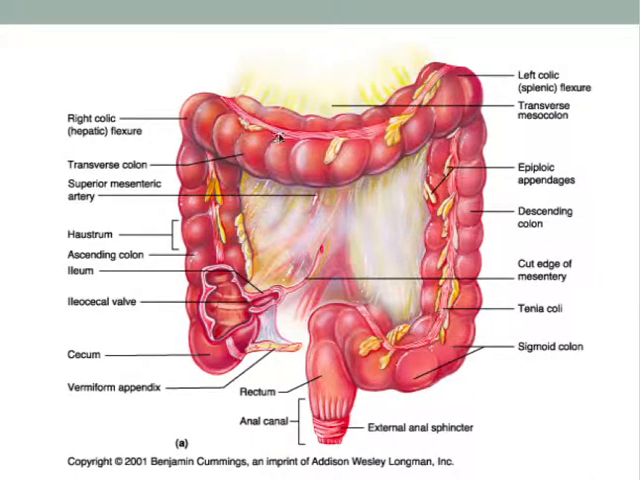This is all just parts of the colon itself that serve to compact fecal matter, but also absorb water. And then you get to the rectum, which is here. That would be the exit of fecal matter.